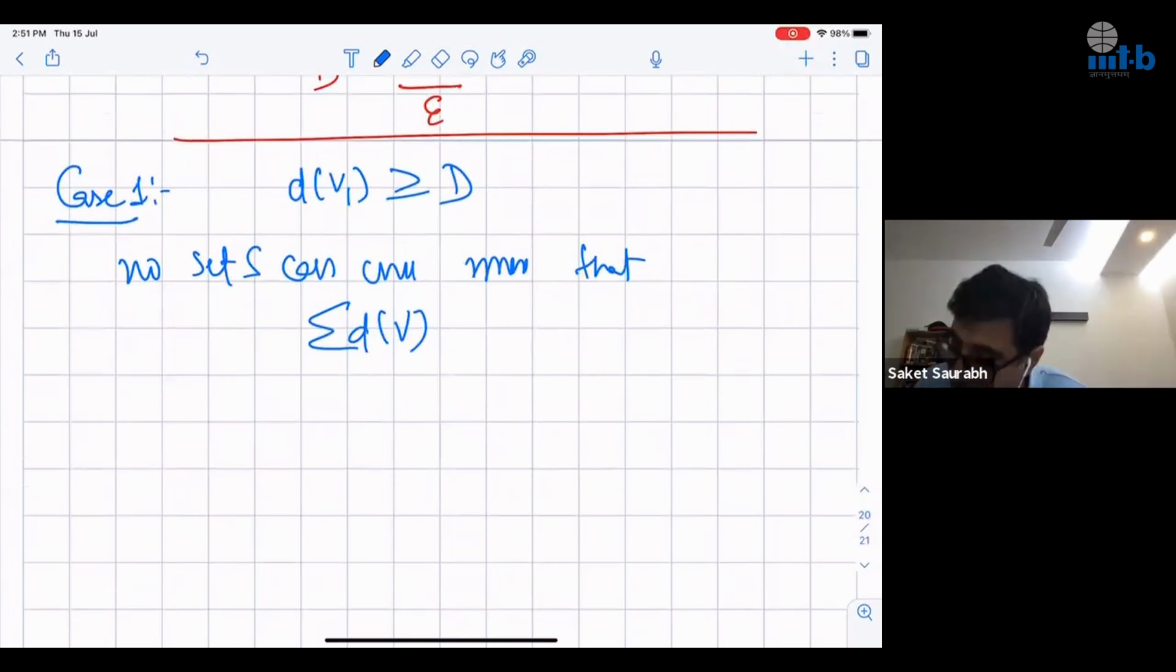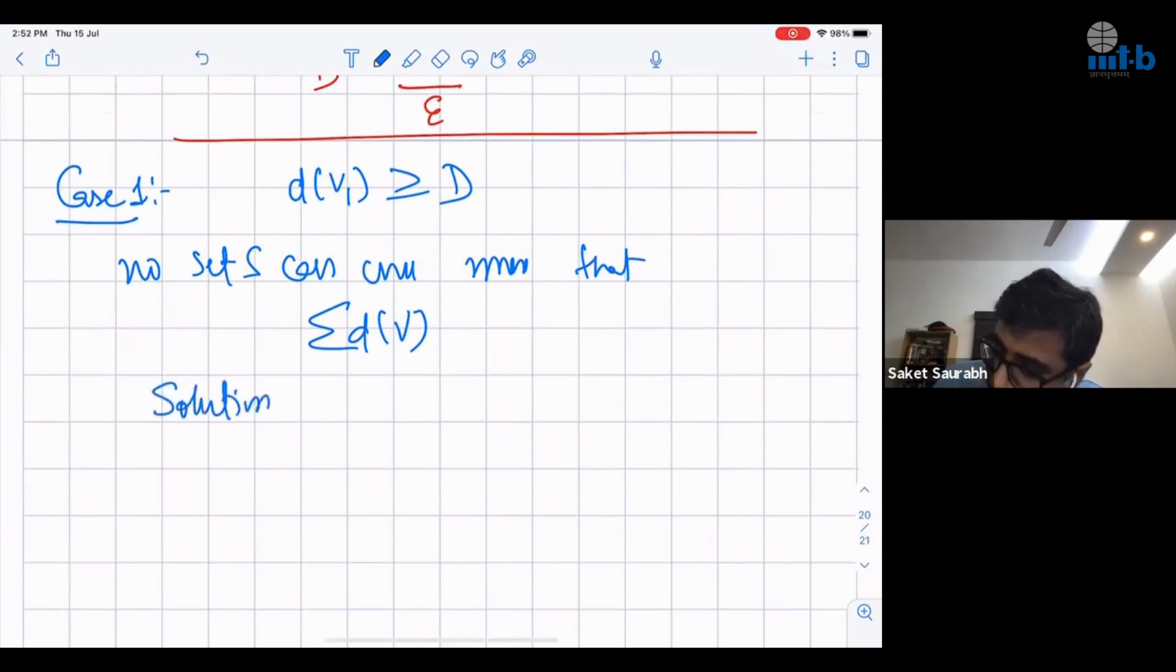So how do you define an approximation algorithm? What is the size of the solution I'm returning divided by the optimum?